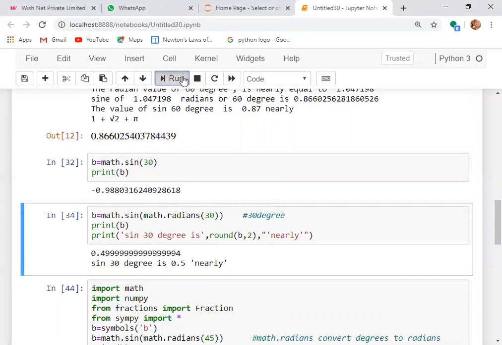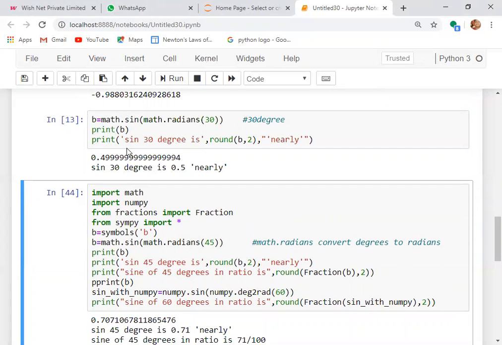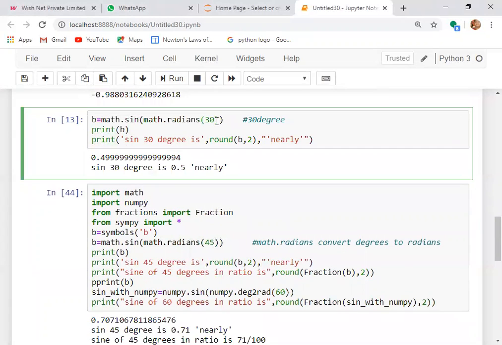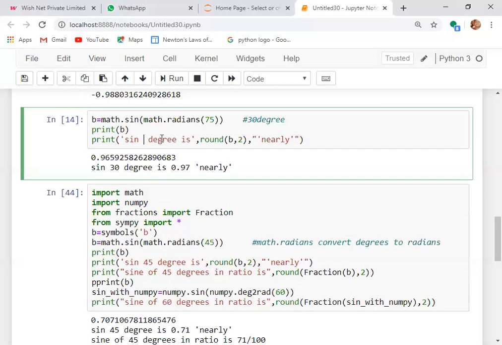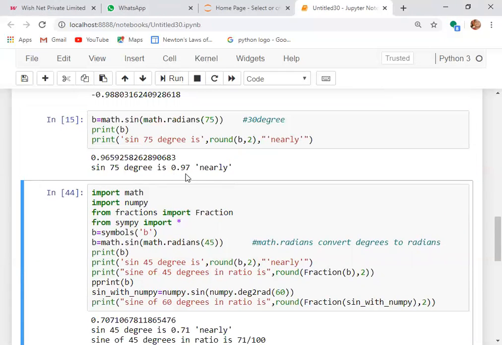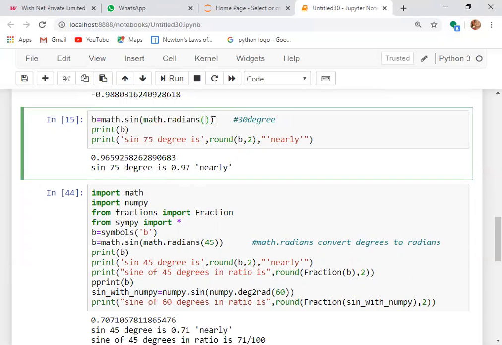If you run this, you get the sine 30 degree value. If you write 60 degrees or 45 degrees or 75 degrees, what is the sine 75 degree value? It is not given in normal class 8, 9, 10 books. So sine 75 degrees is nearly 0.97. That means as the angle approaches 90 degrees, if you change it to 82 degrees, the concept will be built slowly and slowly.